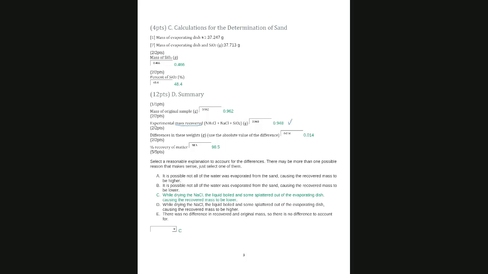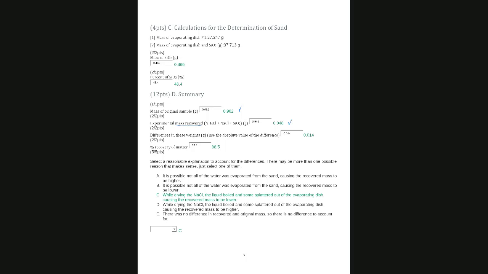Then they ask you, what is the difference in weight? So basically, you started with 0.962 and you ended up with a little less, but not much. What is the difference? Obviously, 0.962 minus 0.948. And then you have that number, and they ask you to calculate the percent recovery of matter.